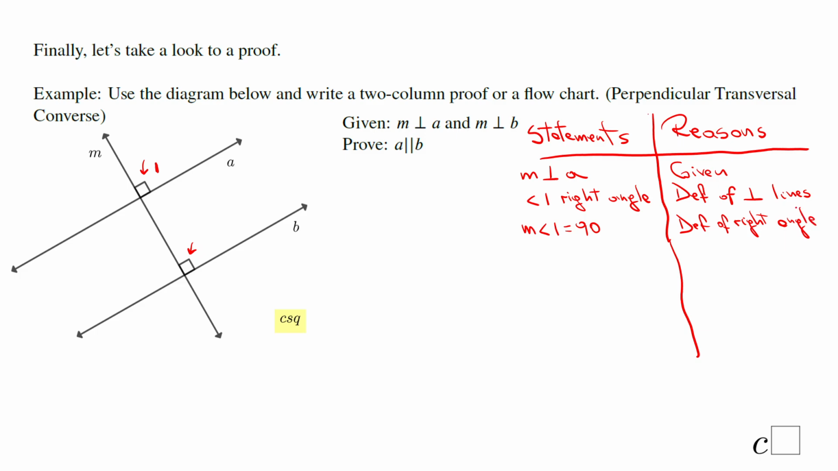Very similar, I can do the same for angle 2, the one we have here. I'm gonna start with M perpendicular to B, and that is given. And I'm gonna skip this step if you don't mind. And I'm gonna say here the measure of angle 2 is 90 degrees. Why? Because that's the definition of a right angle.